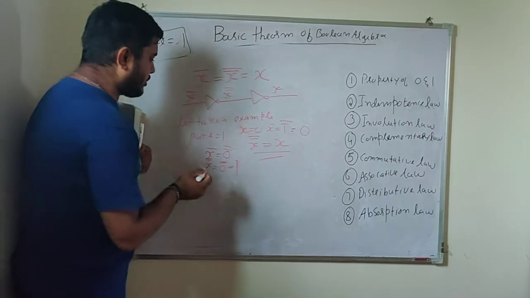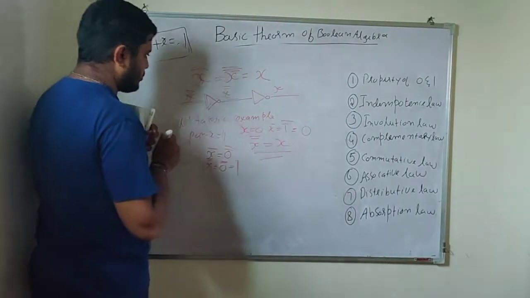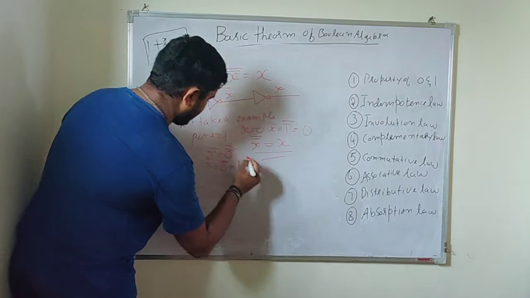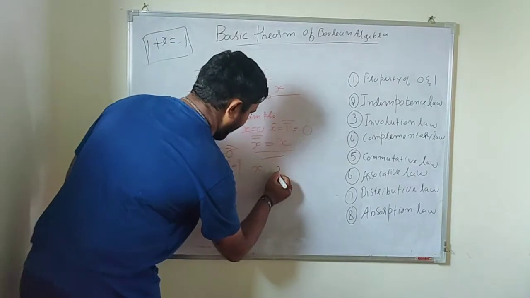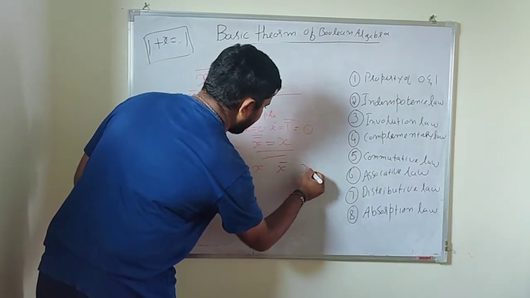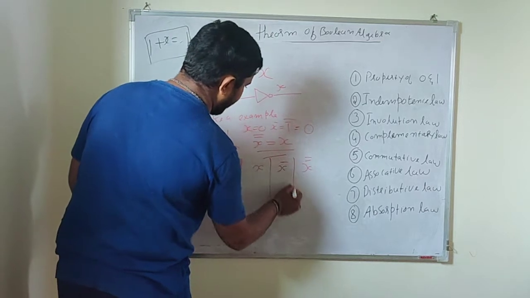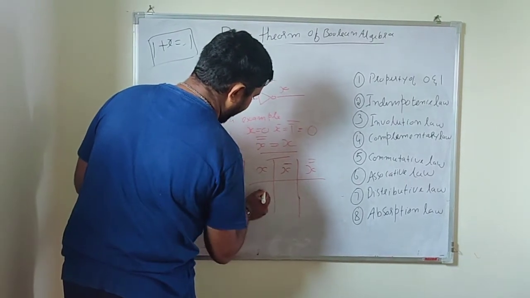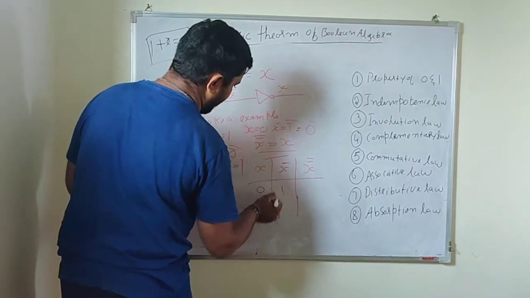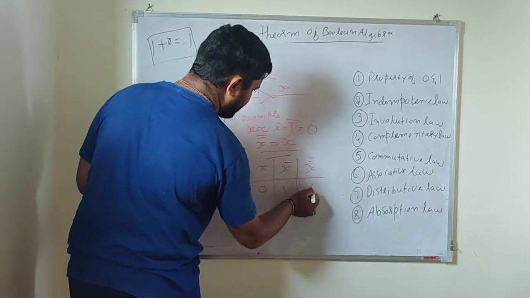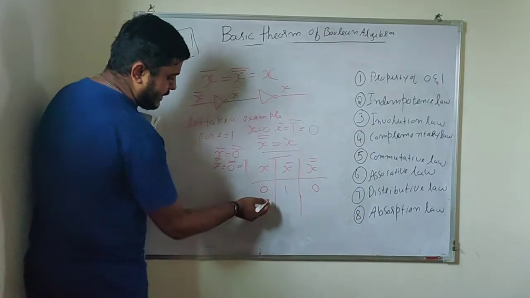You can check it in the truth table also. A truth table with x and x double bar. How do you write it? If you take x as 0, 0 bar is 1, and again the double bar gives 0. Now you take the x value as 1.